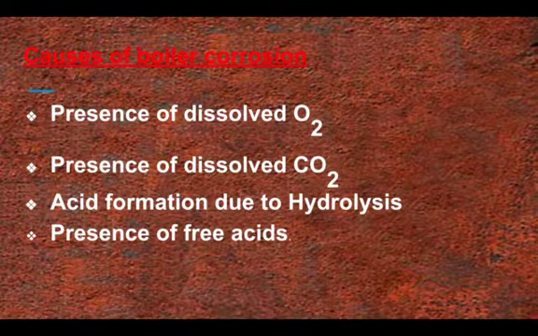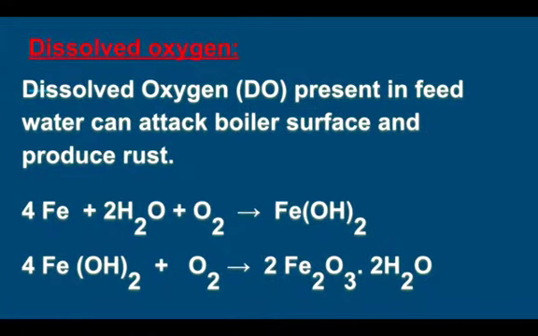Now let us see how the presence of dissolved oxygen can lead to corrosion in boilers. Dissolved oxygen is present in boiler feed water. This dissolved oxygen will combine with water as well as iron, that is the metal with which the boiler is made up of, and forms the corresponding hydroxide, that is ferrous hydroxide.